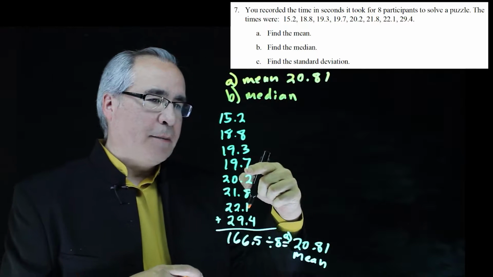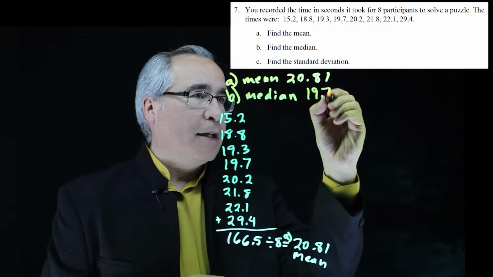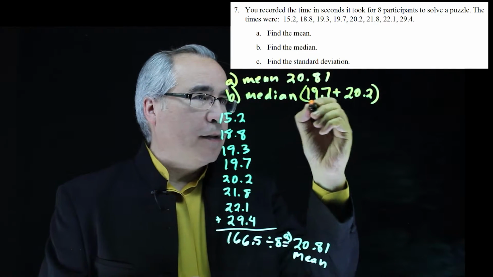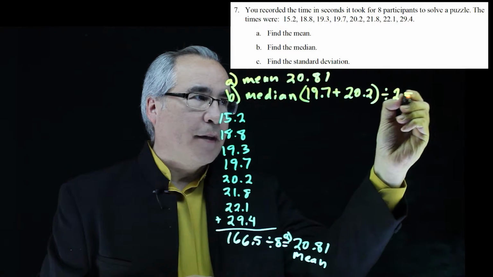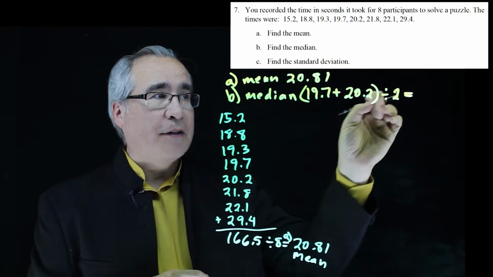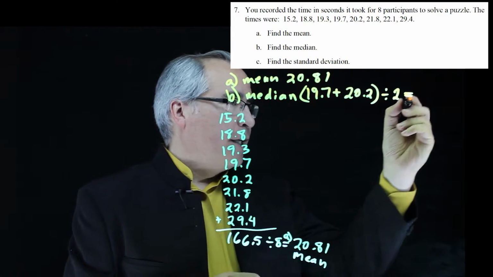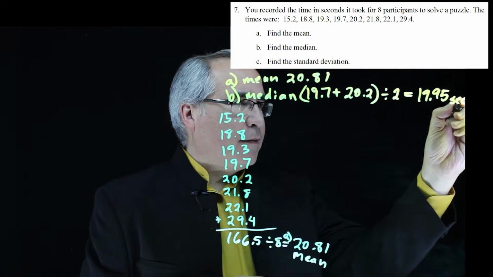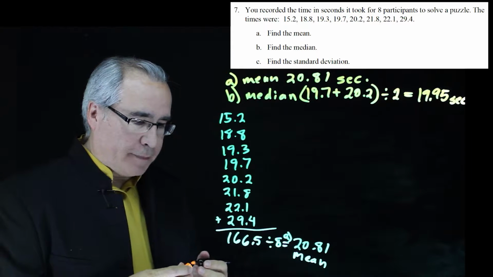We take those 2 middle numbers, which is 19.7, add it to 20.2. Let's put a parenthesis around it because we want that done first, and then we divide by 2. One of the mistakes I see often is you don't put the parentheses, you just divide by 2, and that really only affects the 20, so your values are off. This gives us 19.95. And again, we should always have units. These are in seconds with this particular problem.